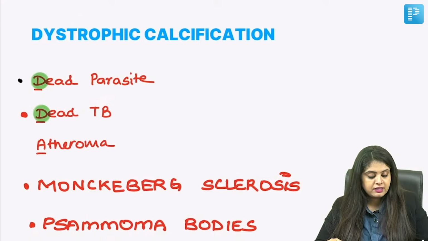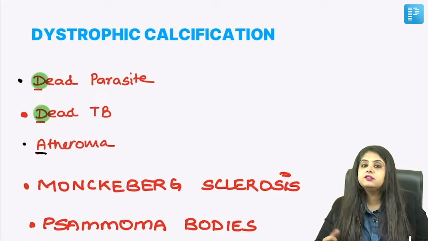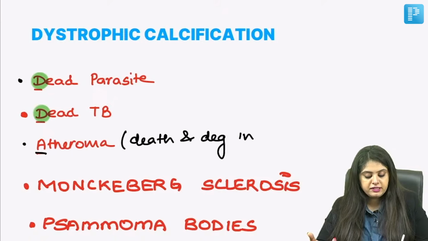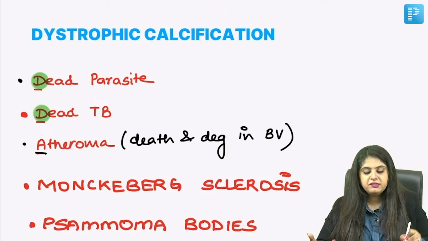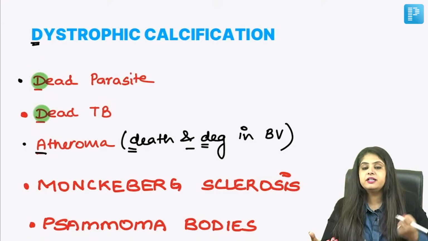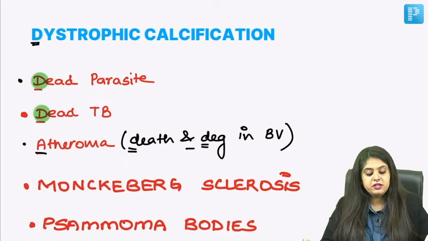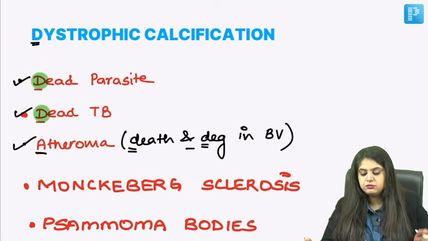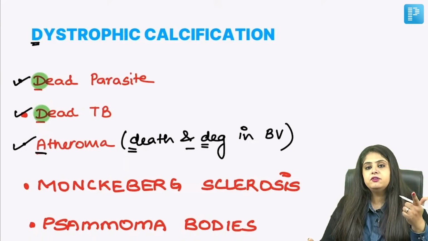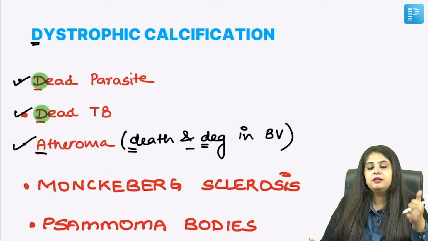Next, we come to atherosclerosis. Atherosclerosis is what is happening. There is a lot of death and degeneration in the arteries. We know what is atherosclerosis, ma'am. In the blood vessel, there is a lot of death and degeneration. So, which kind of calcification will it get? Dystrophic calcification. Any problem till here? See, as long as DDD is written, we are champs. D for dead, D for degenerating, D for dystrophic. Dead TB, dystrophic. Dead parasite, dystrophic.